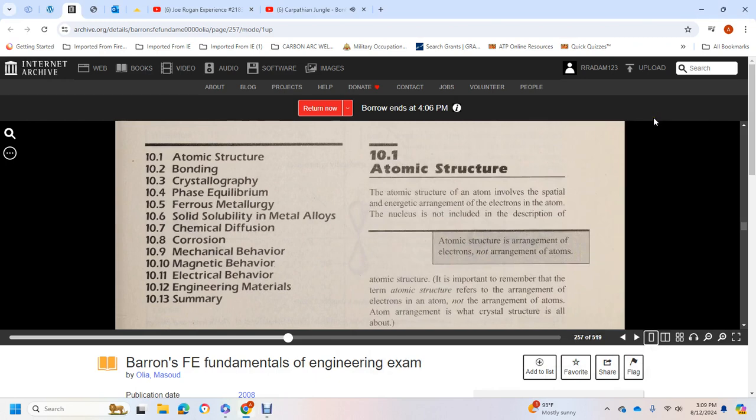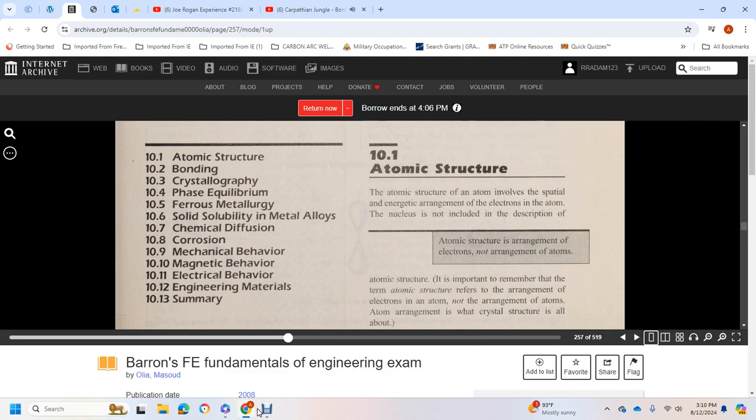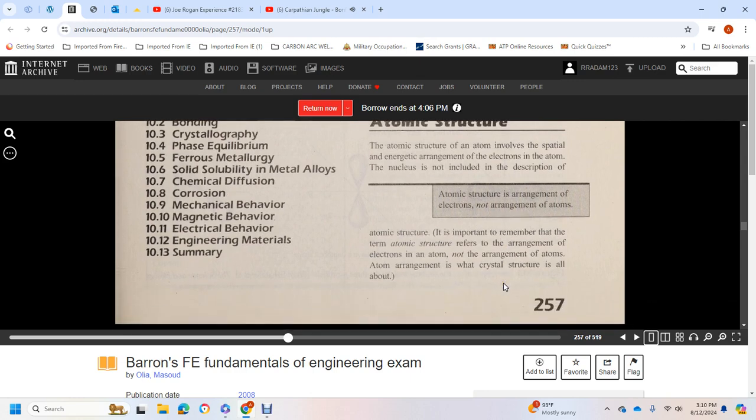Atomic structure. The atomic structure of an atom involves the spatial and energetic arrangement of the electrons of the atom. The nucleus is not included in the description of atomic structure. It is important to remember that atomic structure refers to the arrangement of the electrons in an atom, not the arrangement of the atoms. The arrangement of atoms is what crystal structure is all about.